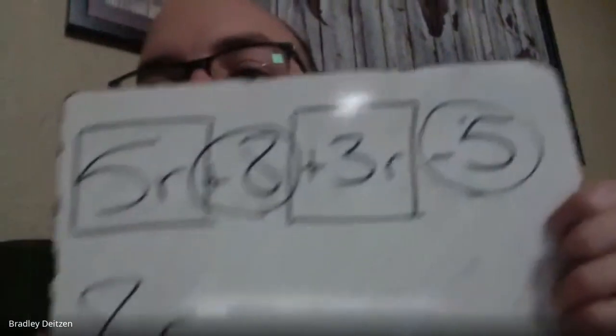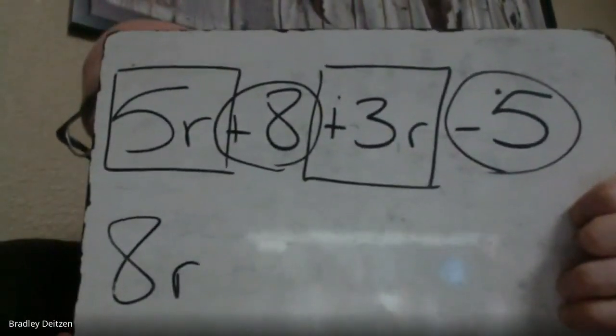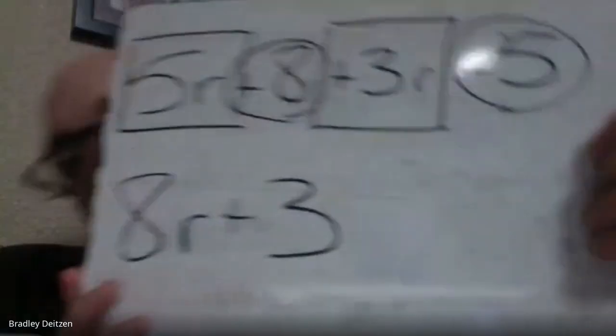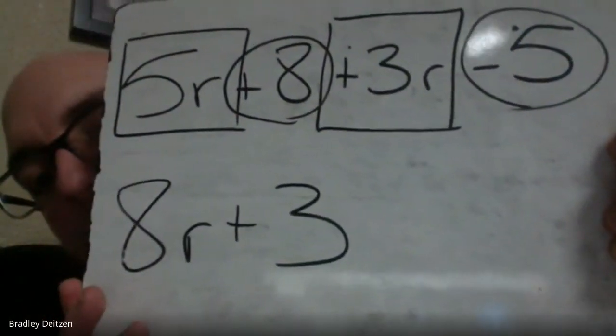Then the 8 and the 5 I've circled because they go together, but they aren't similar to the ones in the squares. So we have 8 minus 5. Well, 8 minus 5 is 3. So we have 8R plus 3. Okay.